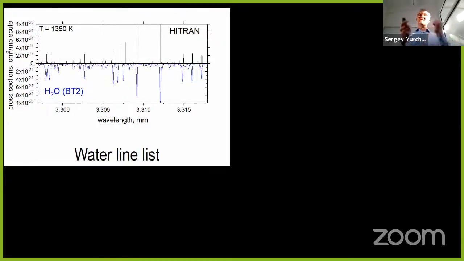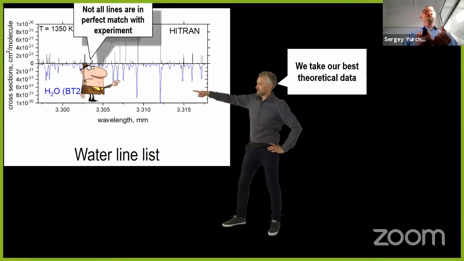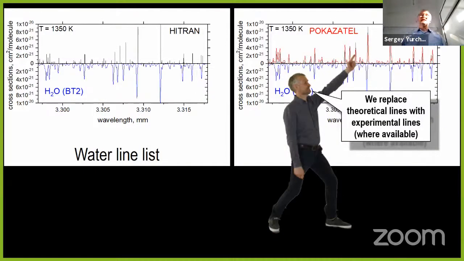So we take our best theoretical data, and you can see they don't always match the experiment. Like I said, that might be crucial. And this particular example that I show is one of the best examples. In most cases, it might be worse than that. So what we do then, we replace theoretical lines with experimental lines directly. And that obviously improves those which we can improve, and still preserves the intensities and all other lines. So it's a very simple strategy that works like magic.